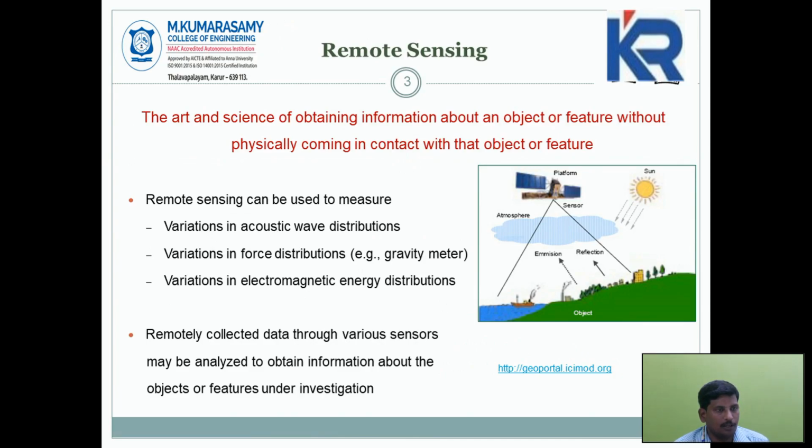Normally, the definition of remote sensing is the art and science of obtaining information about an object or feature without physically coming in contact with the object or feature. That means we have to know the information of the particular object without any physical contact.